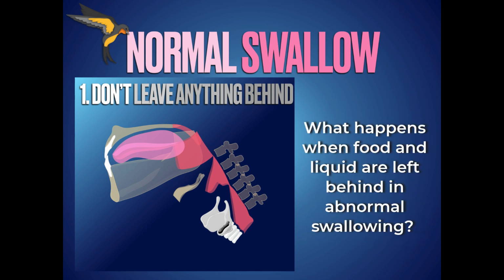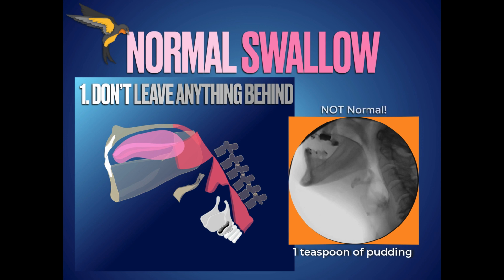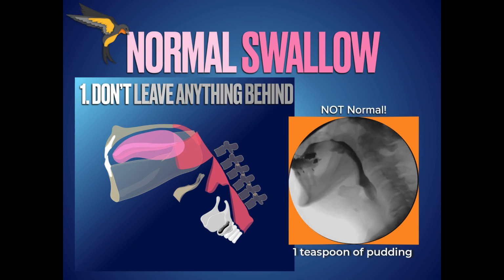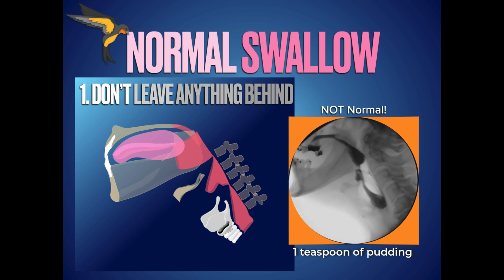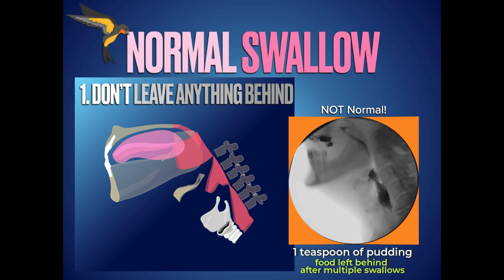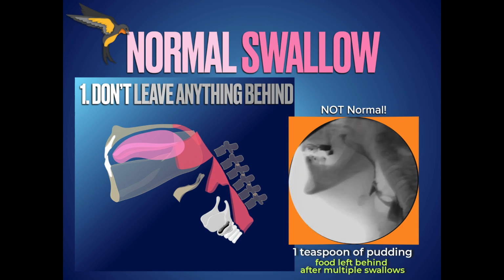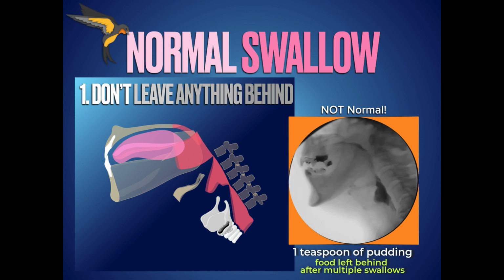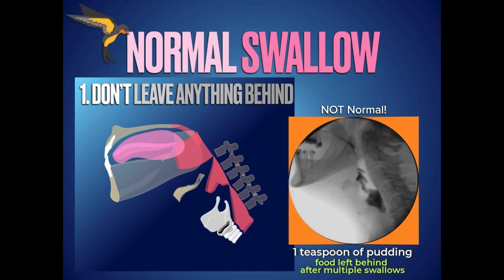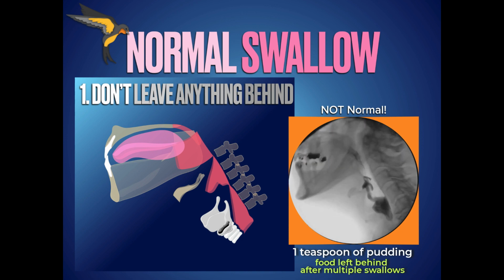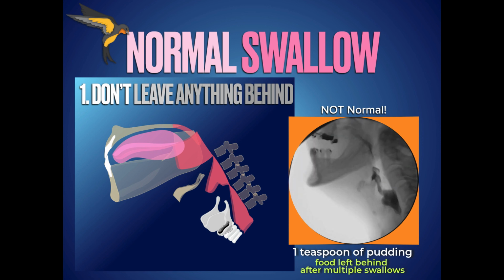What happens when food and liquid are left behind in an abnormal swallow? This is an individual with a swallowing problem trying to swallow 1 teaspoon of pudding. As you can see, food is left behind even after multiple swallow attempts. Typically, in a normal swallow, 1, maybe 2 swallows would be sufficient to completely move all of the pudding into the esophagus.